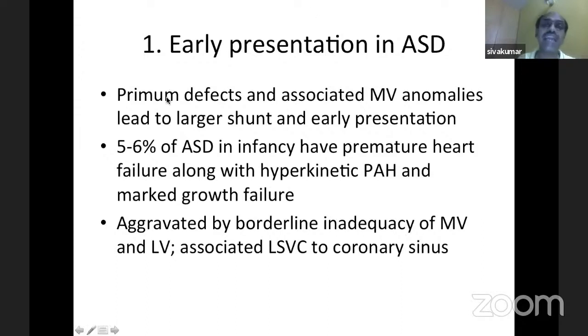If you are having an ASD with heart failure, that means the patient is having either a primum ASD with associated mitral valve anomaly like left anterior mitral leaflet where the shunt can be larger. But we need to understand about 5 to 6% of ASD in infancy can have premature heart failure with hyperkinetic PAH. These are generally aggravated by borderline left ventricular hypoplasia.